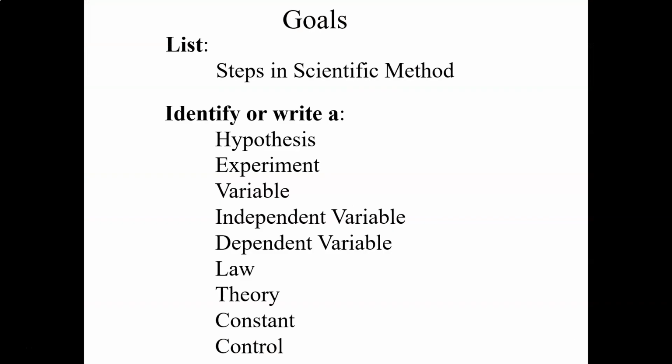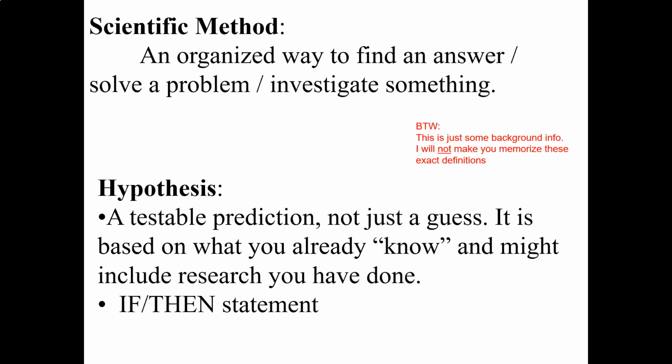Hello and welcome. Today we're going to be talking a little bit about the scientific method. What we're going to do is list the steps in the scientific method, and I'd like you to be able to identify or be able to write any of the following: a hypothesis, an experiment, a variable, independent variable, dependent variable, what a scientific law is, scientific theory, a constant, and a control in an experiment, what those would be.